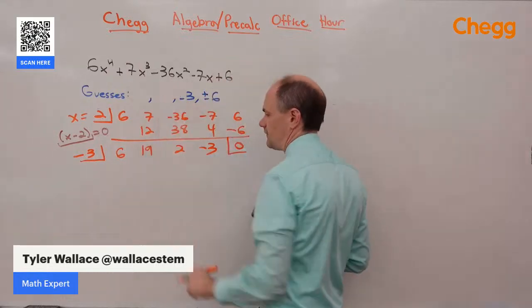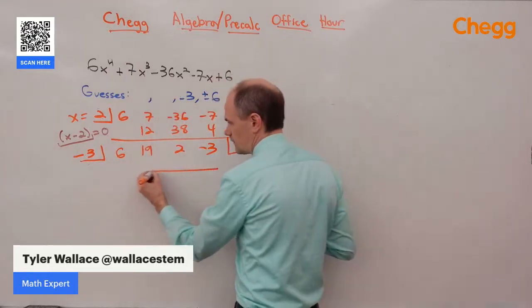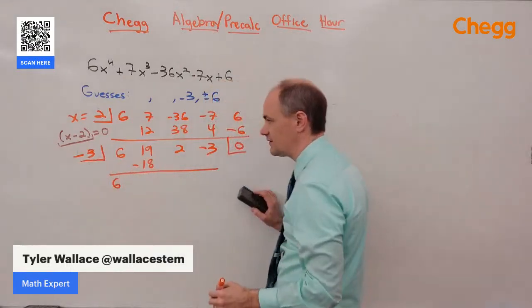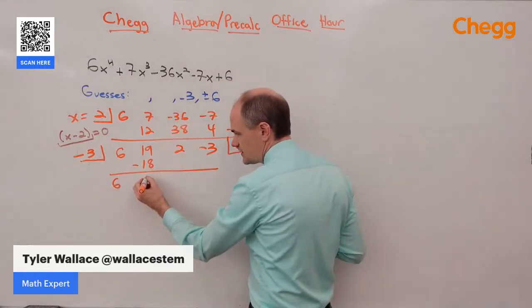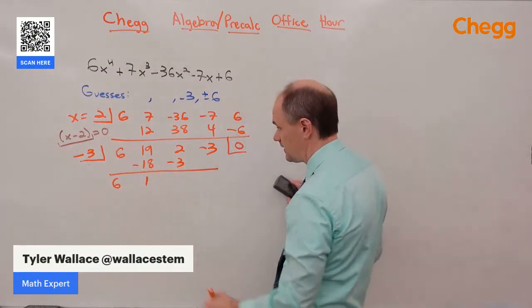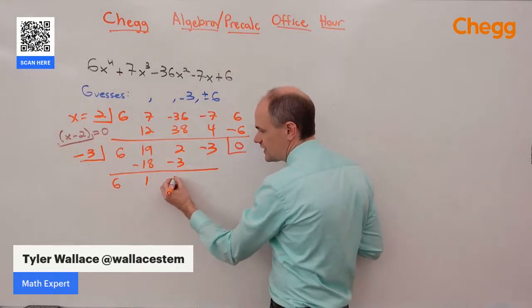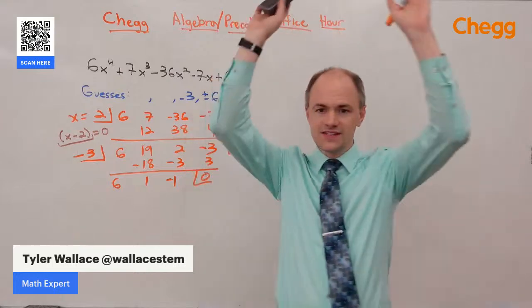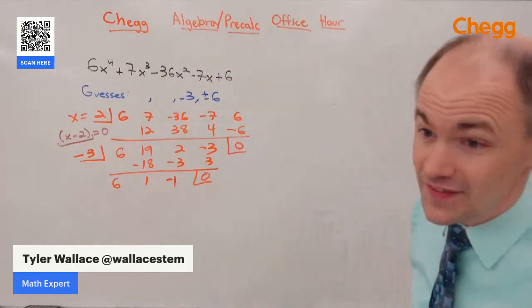Let's try negative 3. Bring down the 6. 6 times negative 3 is negative 18. 19 minus 18 is 1. 1 times negative 3 is negative 3. Negative 3 and 2 is negative 1. Negative 1 times negative 3 is a positive 3. And there it is. We got 0 finally.